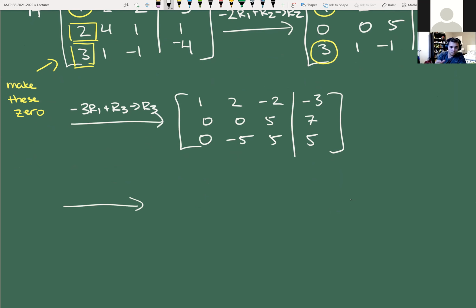But you usually want to avoid doing fractions until you absolutely have to. One of the things that scares me about dividing row 2 by 5 is that I get 7/5 in the augmented side, and I want to avoid fractions as long as I can. If you're doing it by computer, you don't care, but if you're doing it by hand, you just want to do whatever you can to avoid fractions. So what I want to do is actually just flip row 2 and row 3.